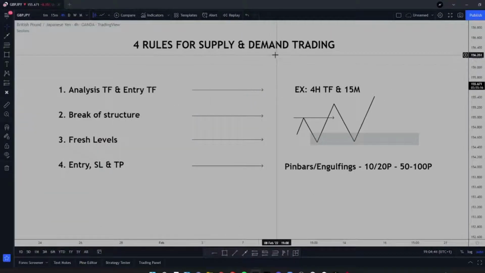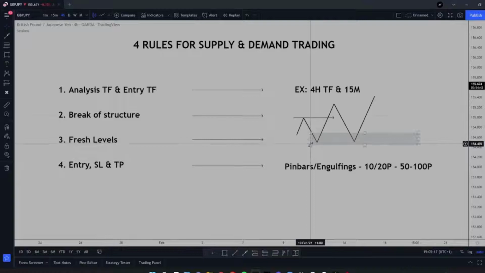Okay. Second of all, we need to see a break of structure on our analysis time frame. This is what we need to see. All right. I just made this, this is an example. So we can see that we have a high, we see a break of structure of this high, basically a break of this high. This is a valid level. Price comes back to that level and then it reacts to it, which brings us to the next point, which is a fresh level.